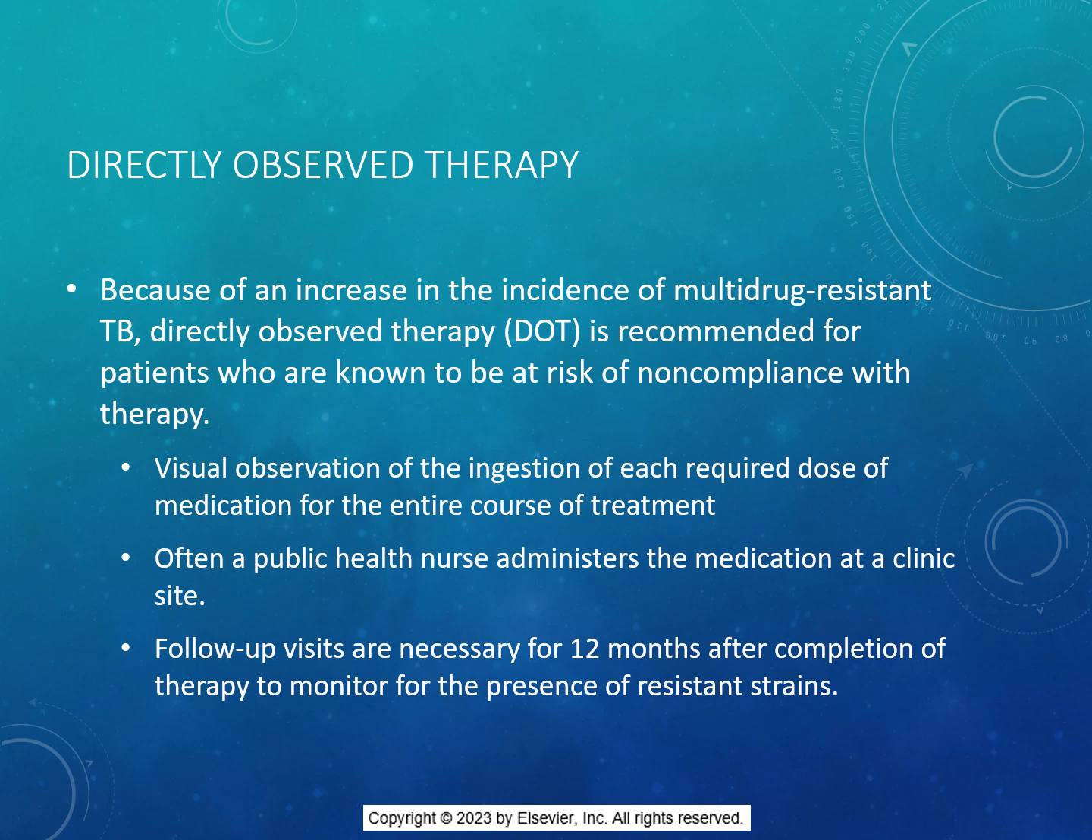A new drug, predominide, seems to be extremely effective in killing the TB and is in phase 3 of clinical trials. Directly observed therapy is recommended for patients who are known to be at risk for noncompliance with therapy. DOT will involve visual observation of the ingestion of each required dose of medication for the entire course of treatment. A public health nurse will administer the medication at a clinic site. Follow-up visits are necessary for 12 months after completion of therapy and to monitor for the presence of resistant strains.